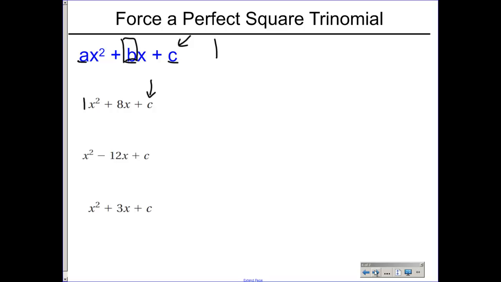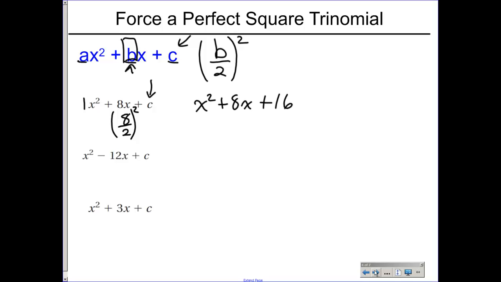Well, what we're going to do is take the b value, which is always the middle term here, divide it by 2, and then square it, and that's what we put in place of c. So over here we have 8 over 2 squared. So 8 over 2 is 4. 4 squared is 16. So what we're going to do is add a 16. So we have x squared plus 8x plus 16. That is a perfect square trinomial.